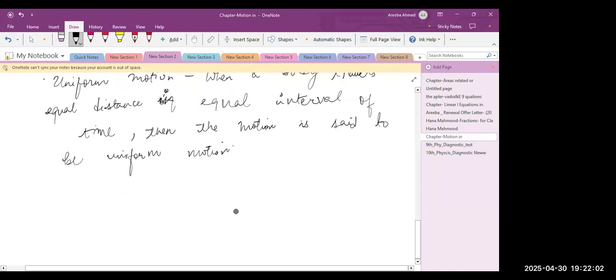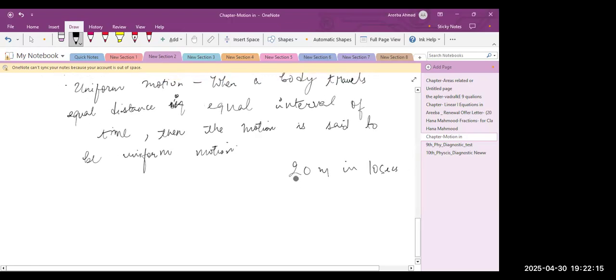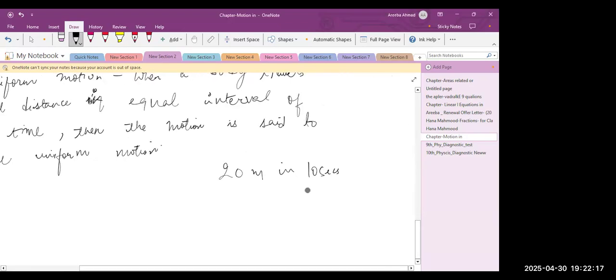All right. So suppose there is this body, my car, which is traveling 20 meters in 10 seconds. So what is its speed? 2 meters per second. So its speed is 2 meters per second.